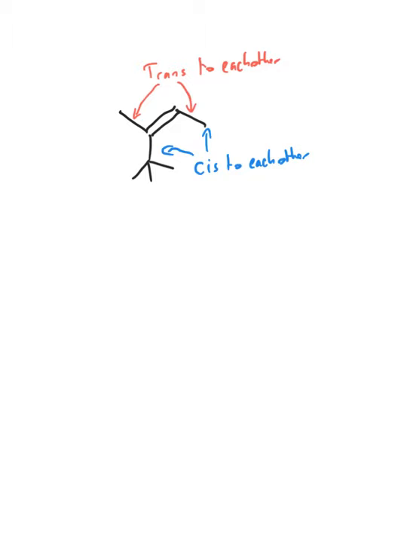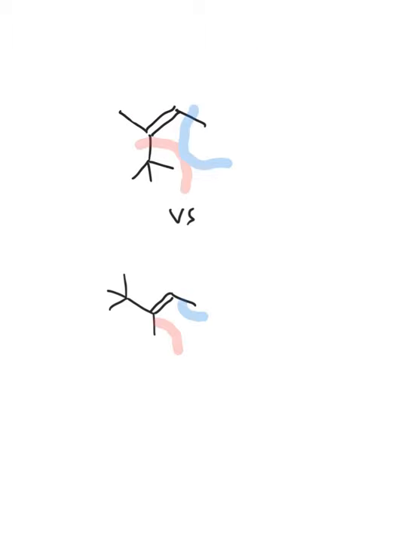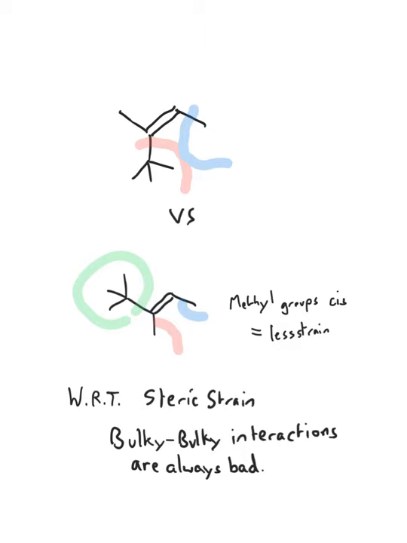More importantly though, we need to be able to tell whether this structure is more stable than this other structure. Well, clearly if the argument is about steric strain, then we would expect the bigger group to cause more strain. So it would make sense that having the methyl groups cis to each other will give us less strain, because the bigger thing is by itself. For steric strain, bulky interactions are always bad.